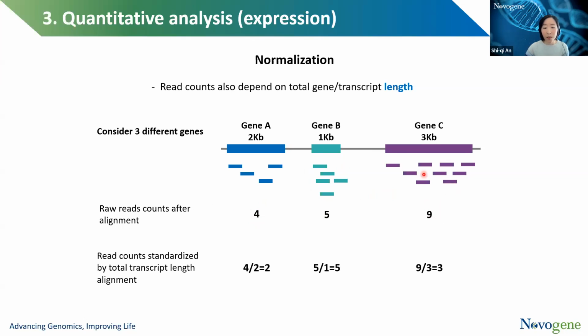But you can see if your gene is longer, then automatically it has more reads mapped to it. But that doesn't necessarily mean it is expressed higher. So it will need to be normalized to the gene length. Okay, so after normalization, you can see that gene B has the highest expression level. So this just shows it's important to normalize the raw counts before we use them to estimate expression.